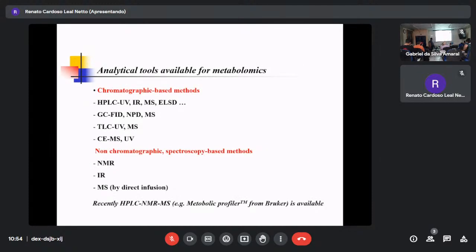What analytical tools are available for metabolomics? You can name them. First, chromatographic-based ones. HPLC-UV: can we use it? Yes, we can use it, as long as the compounds have chromophores. No problem at all. IR, you can use it. HPLC-IR is also possible. HPLC-mass, and ELSD. What is ELSD?